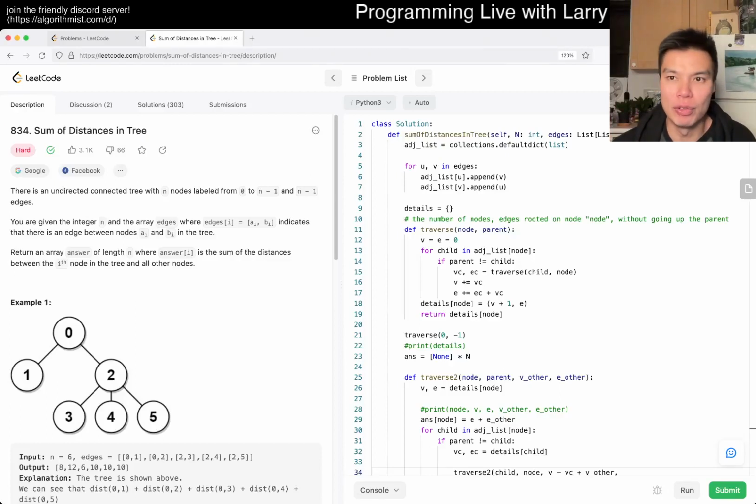This is me going over day 21, or day 22, of the LeetCode Daily Challenge: sum of distances in tree.